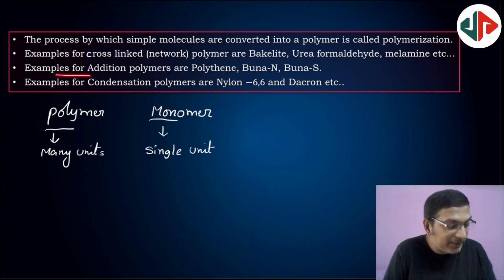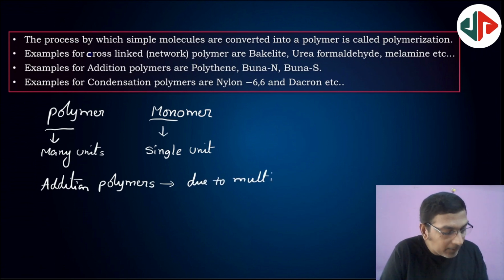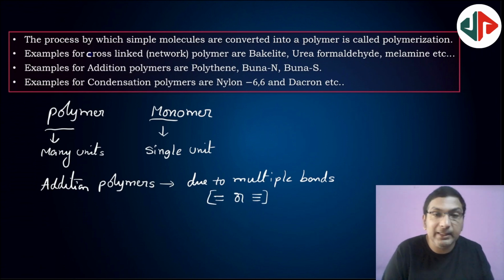Next, examples for addition polymers: polythene, Buna-N, Buna-S. Addition polymers are formed due to unsaturation. That means due to multiple bonds, that is double bonds and triple bonds. If monomers contain double or triple bonds, addition polymers will be formed.